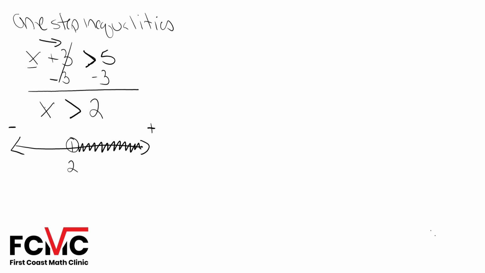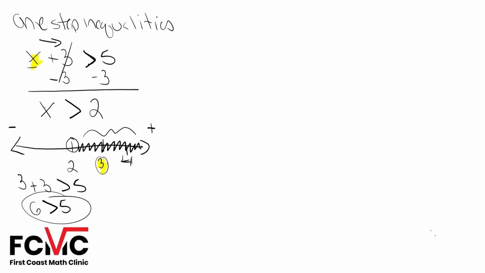Now to check this, we can pick a value in our solution set. So a value greater than 2, well, we've got 3, 4, and any value greater than 2. I'm going to choose 3 to check. So we can put the 3 in for x here. We'll have 3 plus 3 is greater than 5, and we get 6 is greater than 5, which is a true statement, so our solution and our graph check.